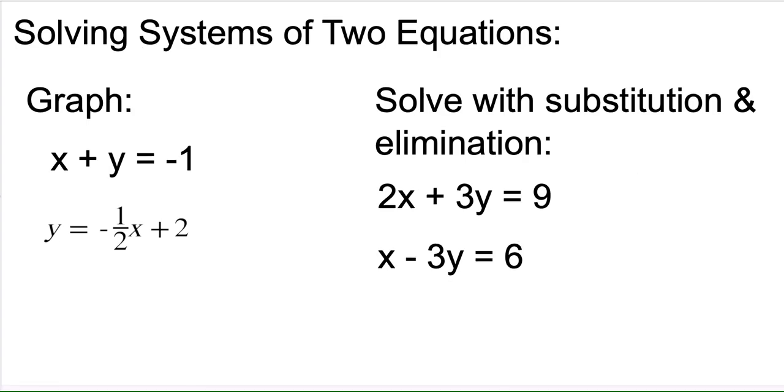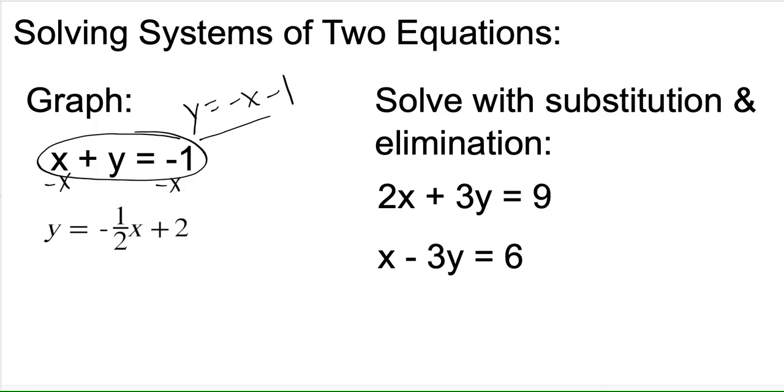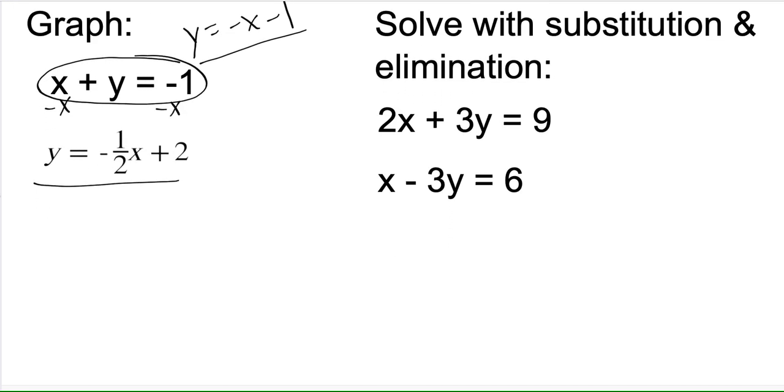One on the left here, we need to make sure that everything is in mx plus b form. So we have to take this one right here and rearrange it. The only thing you have to do is move the x over, okay? So we have y equals negative x minus 1. So we're graphing this equation and this equation on the same graph. Okay, so just draw a graph here. Let's do this top one.